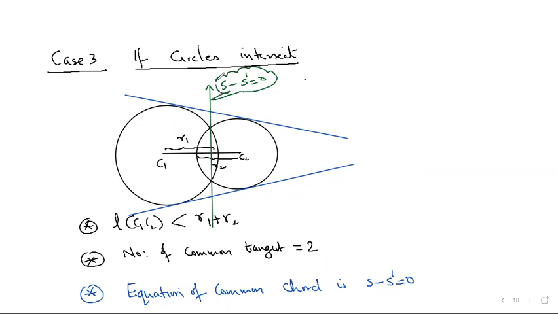So the meaning of radical axis keeps on changing according to the case. This S minus S dash is known as the radical axis. If the circles are touching externally, the radical axis is a common tangent. If the circles are intersecting, the common chord will be the radical axis. Everybody followed? Yes, sir.